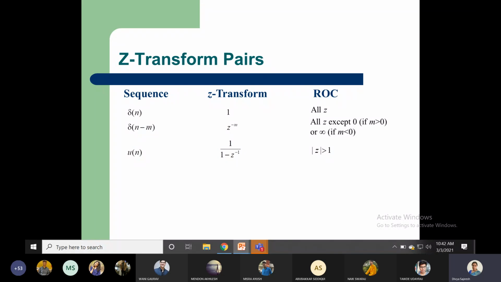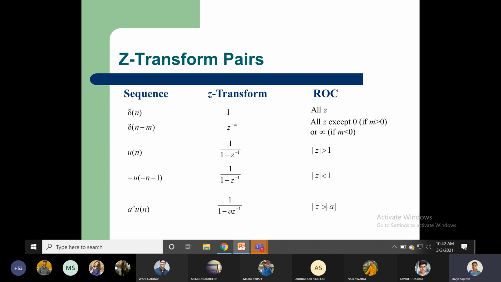Now for a step signal, the Z transform is 1 upon 1 minus 1 upon Z, where the region of convergence is |z| greater than 1. Now for a folded time shifted step signal, the Z transform will be the same, but you can see the region of convergence is different. ROC is |z| less than 1.